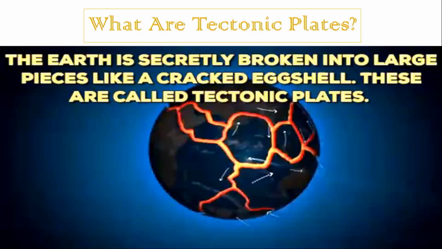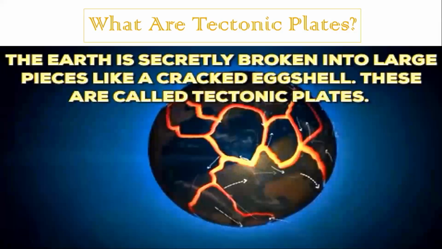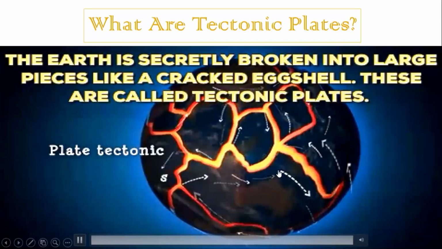Children, let's first understand what tectonic plates actually are. The earth is broken into large pieces like a cracked eggshell. These are called tectonic plates. The theory says that the earth's outer layer is made of these large moving pieces called plates. All of earth's land and water sit on these plates.